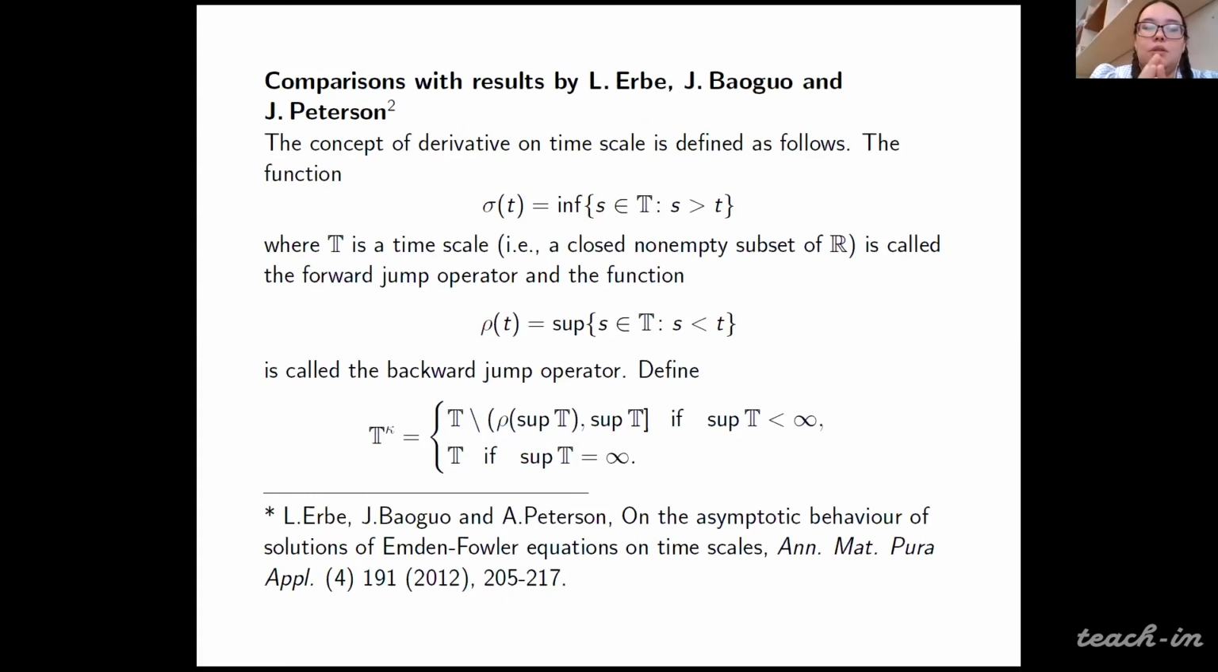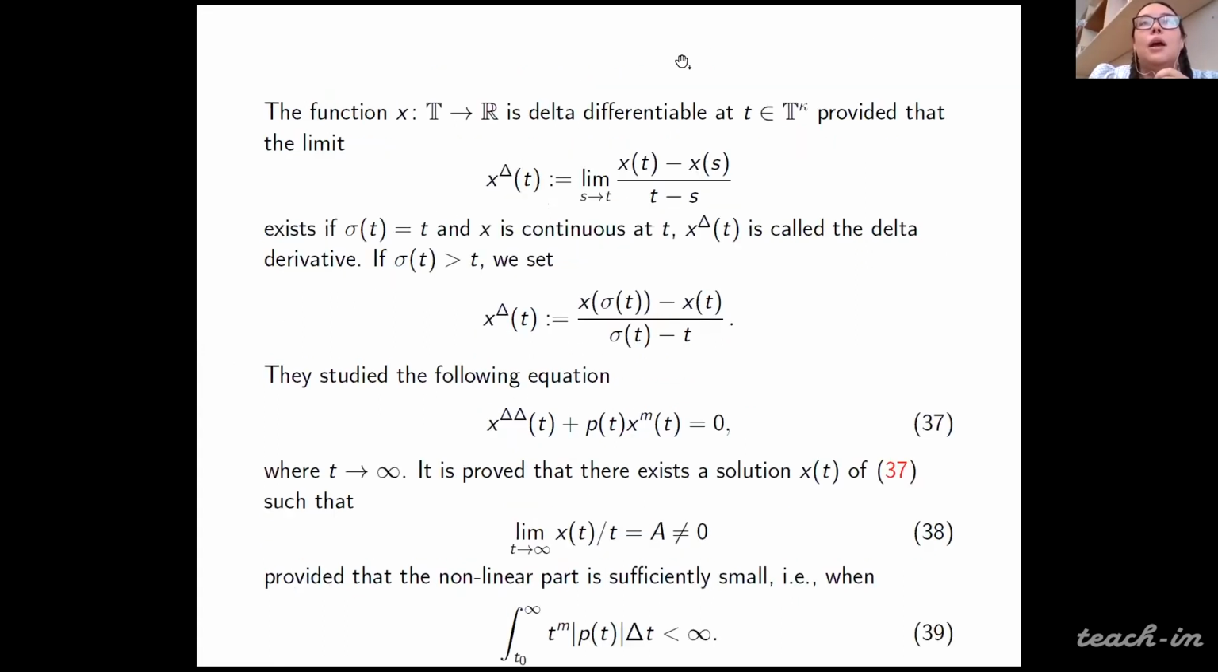To talk about this article, I'll give you some short preliminaries about time scales. A time scale is a closed non-empty subset of the real numbers. Here we need to define the time scale derivative, and to define it we need some forward and backward operators. Sigma is the forward jump operator, rho is the backward jump operator, and a function is delta differentiable at some point.